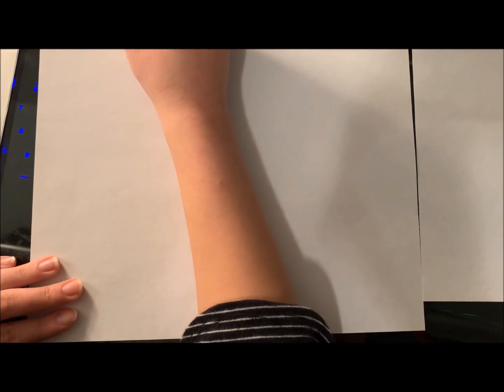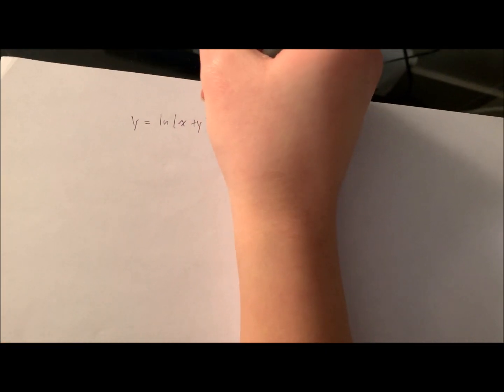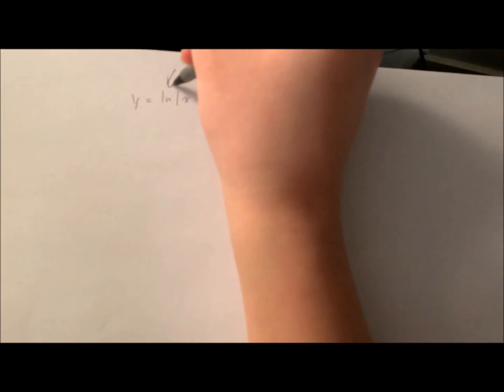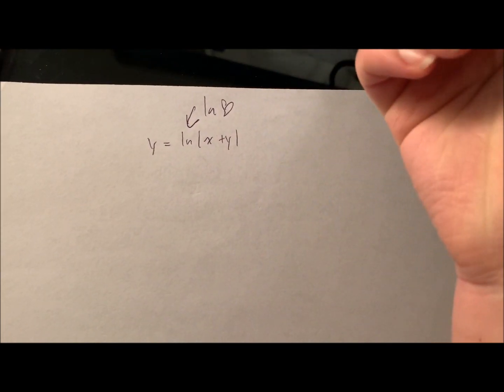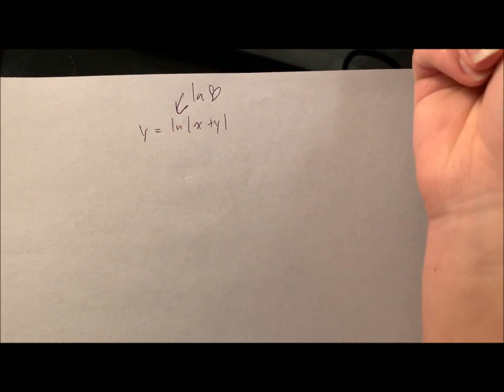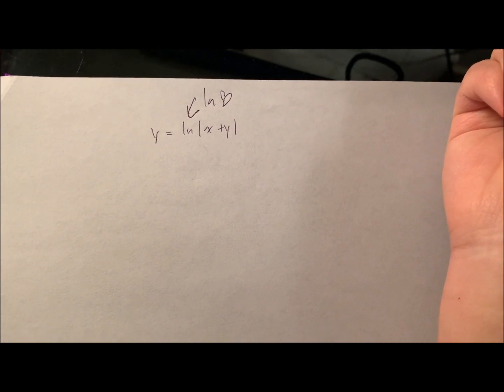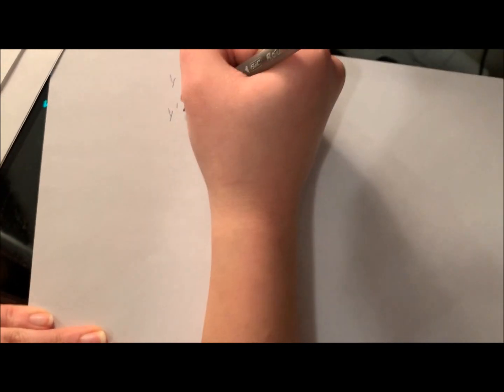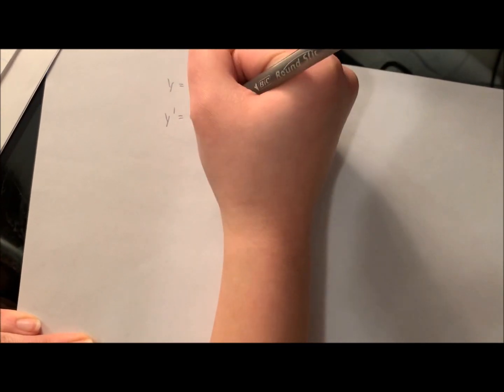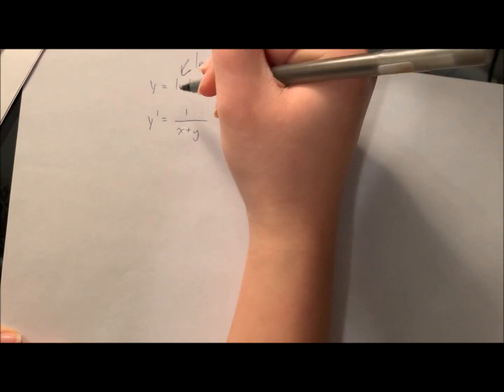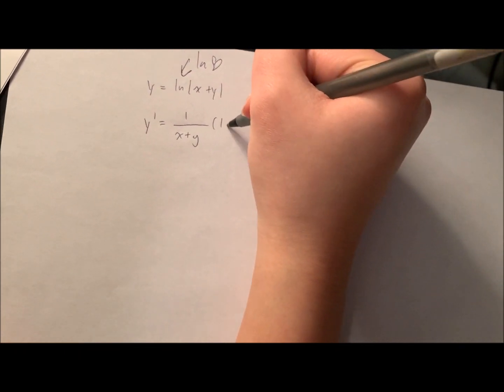Bonus question. Well, it wasn't really the bonus on the test, but I am going to do y equals ln of x plus y. Who doesn't love ln? Ln is excellent. This is implicit differentiation, by the way. Anyways, it involves this funky y prime. x plus y, uses ln, right? Times 1 plus y prime.